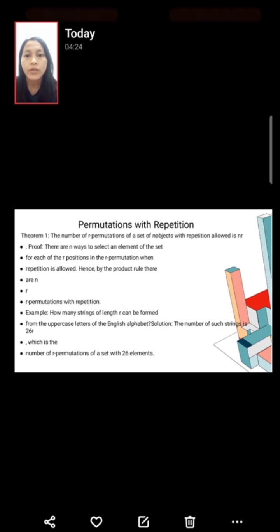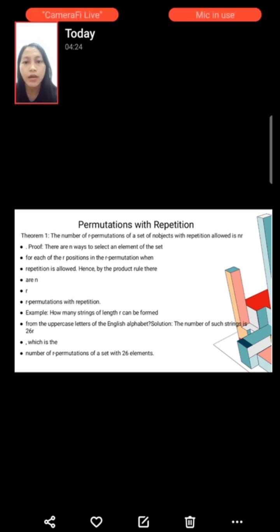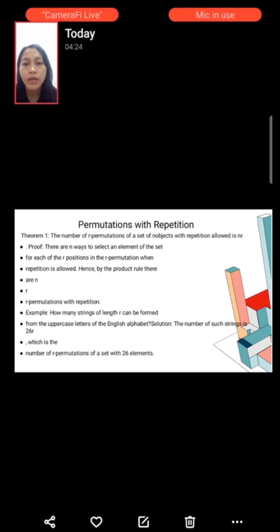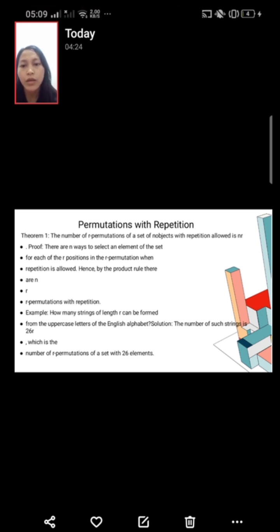Permutations with repetition. The number of r-permutations of a set of n objects with repetition allowed is n^r. So the proof here: there are n ways to select an element of the set for each of the r positions in the r-permutation when repetition is allowed. Hence, by the product rule, there are n^r.